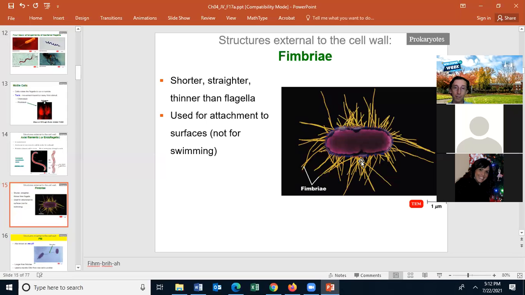But we're not going to talk about movement in that sense. When we're talking about bacteria movement, we're talking about the ability of the bacteria to swim through a liquid culture. I was just letting you know that the fimbriae can be used for movement on a solid surface, but we're not going to talk about movement in that way.